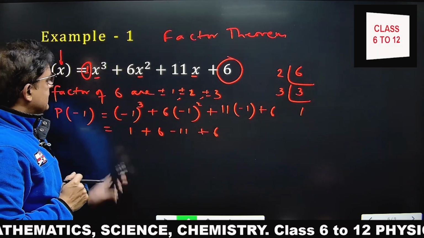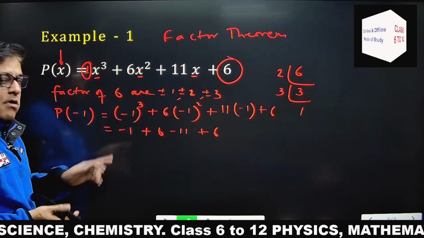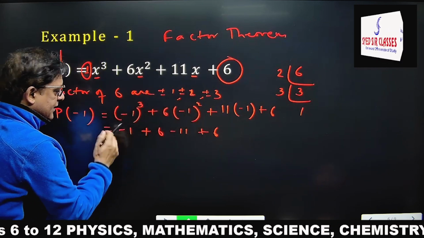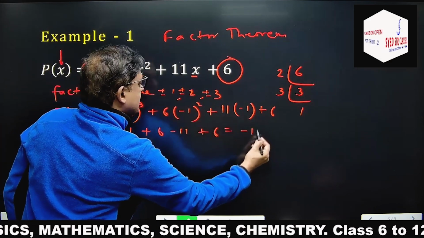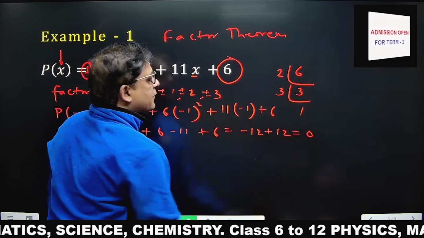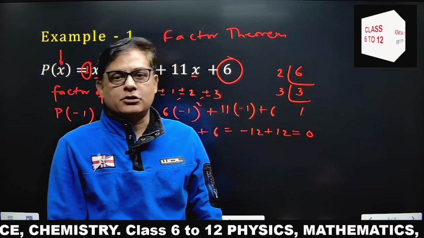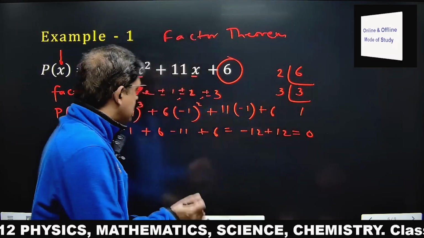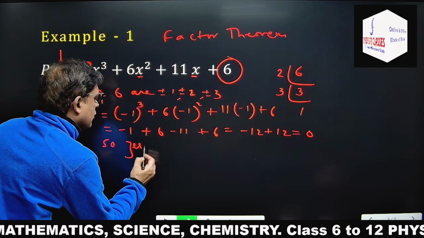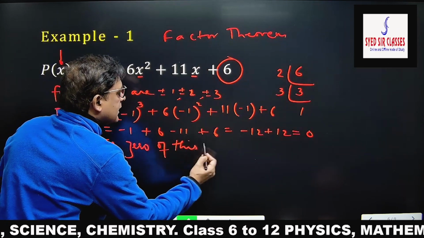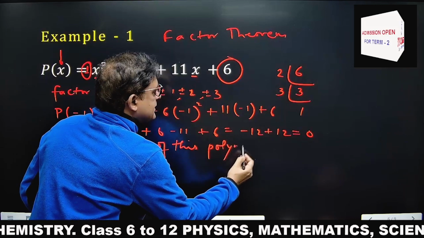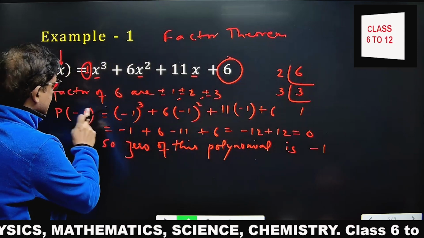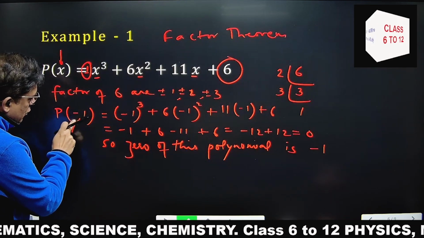Check, children, this simply is -1 plus 6 minus 11, because this value becomes positive, and odd power gives us negative, as a whole it becomes -12 plus 12. I am really very fortunate that I got this 0 of the polynomial. Whenever the polynomial gives us 0, it is called a 0 of the polynomial. So the 0 of this polynomial is -1.